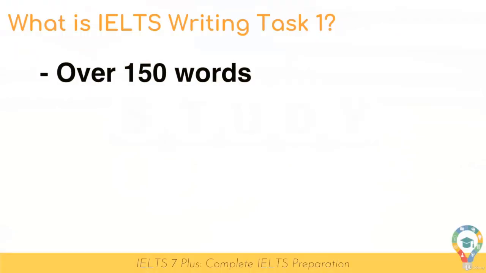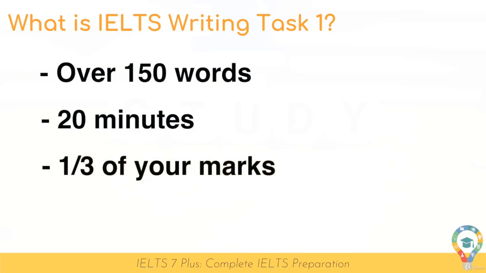You must write over 150 words, and if you don't manage to do that and write under this amount, you will receive a penalty, which will go against your score. I highly recommend you only spend 20 minutes on Task 1, as that will leave you 40 minutes to complete IELTS Writing Task 2, and there's a very good reason for this. Task 1 is worth 1/3 of your whole IELTS writing mark. So that means it makes sense to spend double the time on IELTS Writing Task 2.